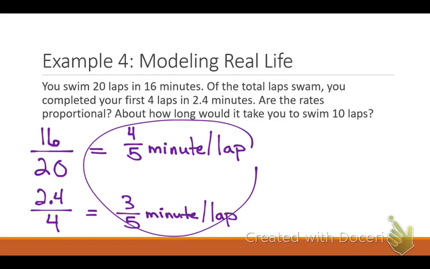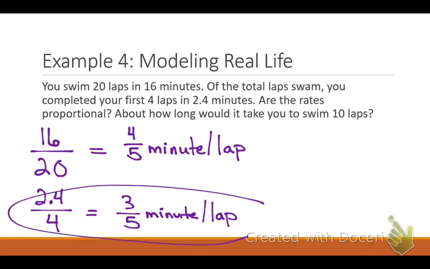So what do you notice? Are these ratios proportionate? They're both simplified. One is 4/5, the other one is 3/5, so they're not proportionate. Why do you think they would not be proportionate? You're the same person. Why are your first 4 laps actually a little faster than all of your laps total? Because you're going to get tired, right? Unless you're Michael Phelps or something.